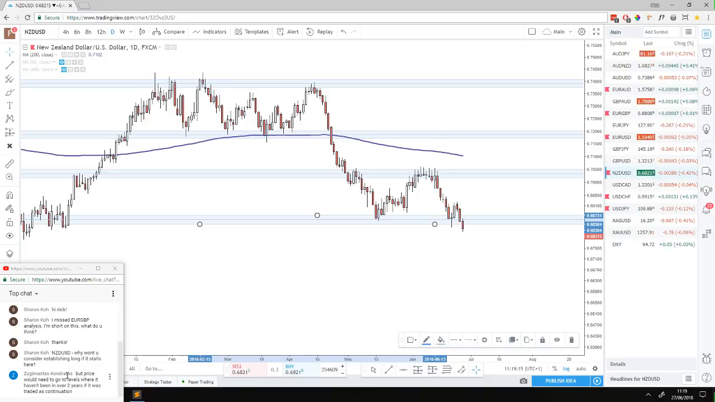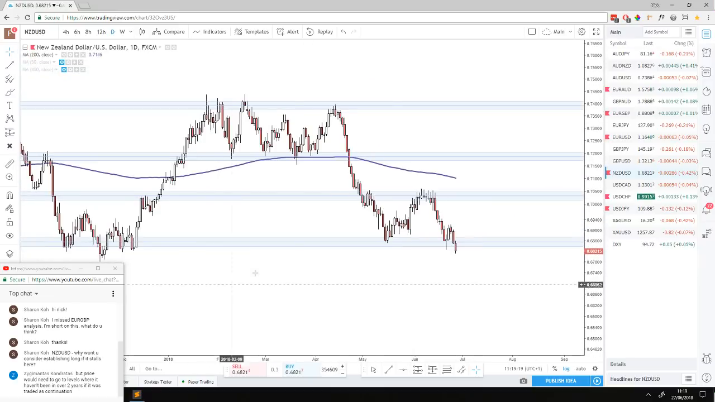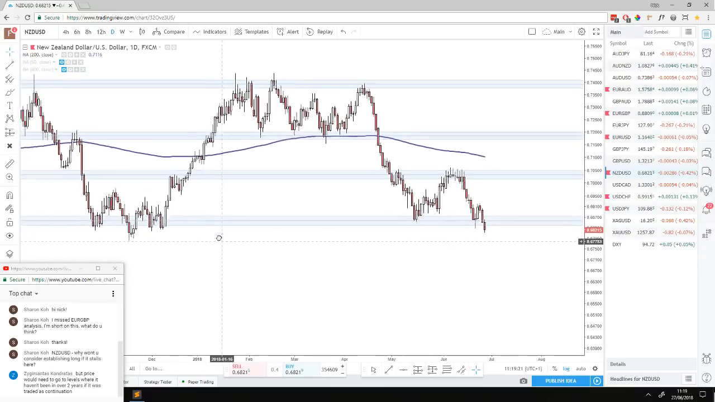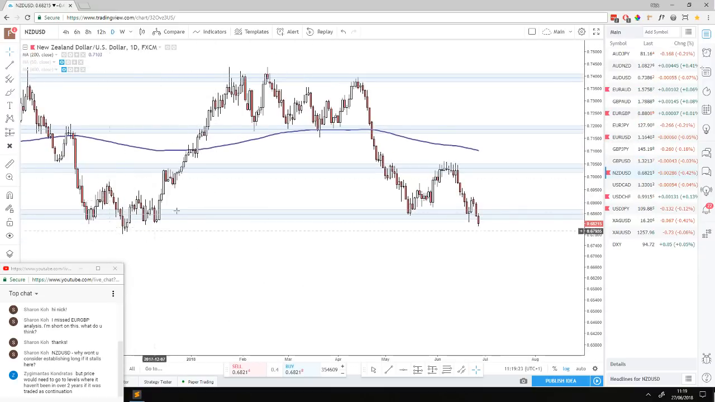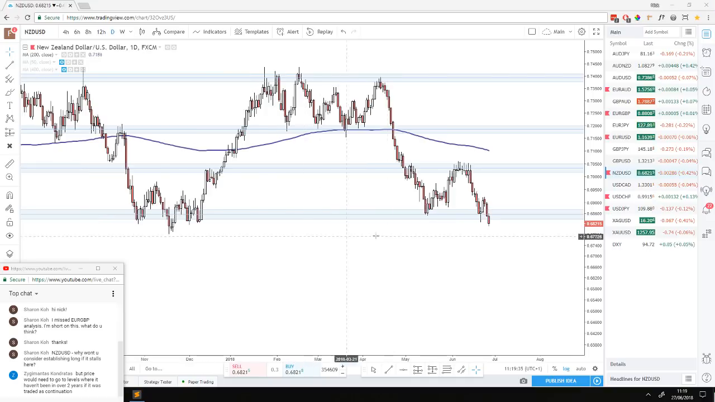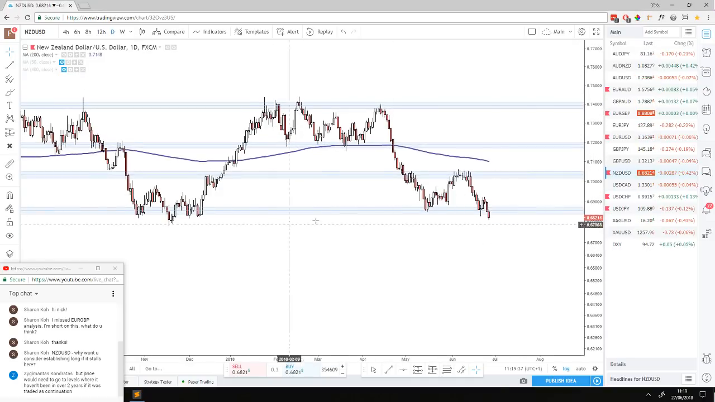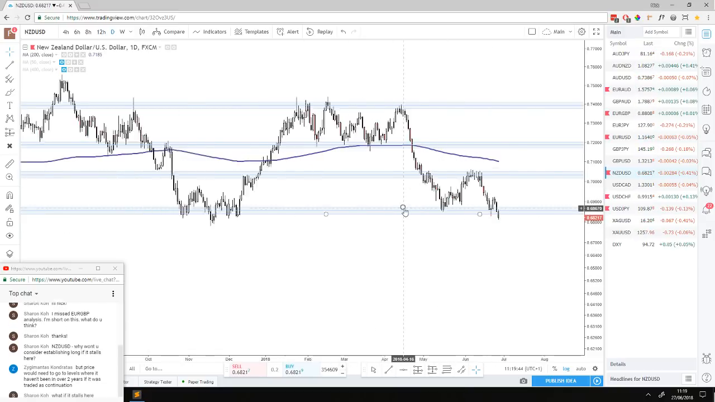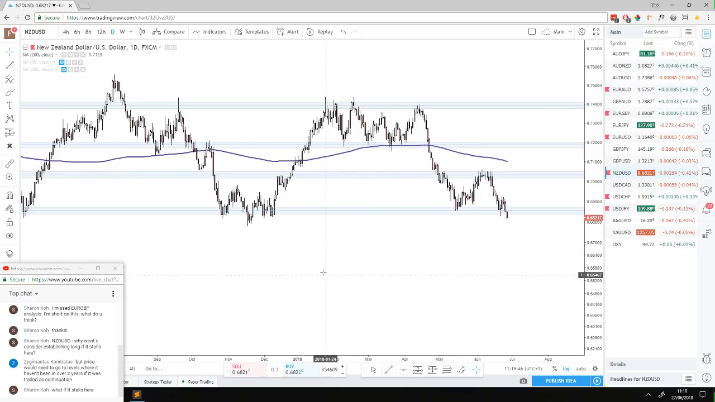Yeah, price would need to go to levels where it hasn't been in 2 years if you traded a continuation, sure. But the point is that price is breaking lows that it hasn't seen in 2 years. So once it gets beyond those lows, that's when it can start falling, going down into free fall. If that low is held for 2 years and that low doesn't break, then I'd be concerned. But after that low is broken, then I can start looking for shorts.